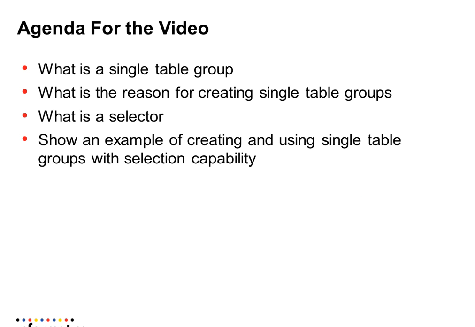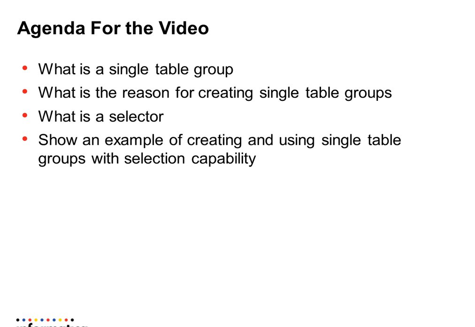First, let's talk about what is a single table group, or what is a group as it pertains to the data subset product. A group is something that you configure in the product that contains one or more tables. We're going to be talking about a single table group because you can only have selection criteria on a group that has only one table.